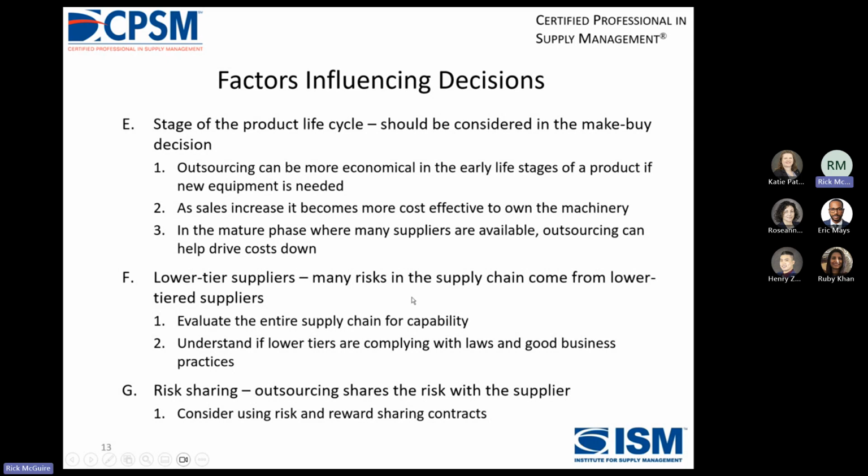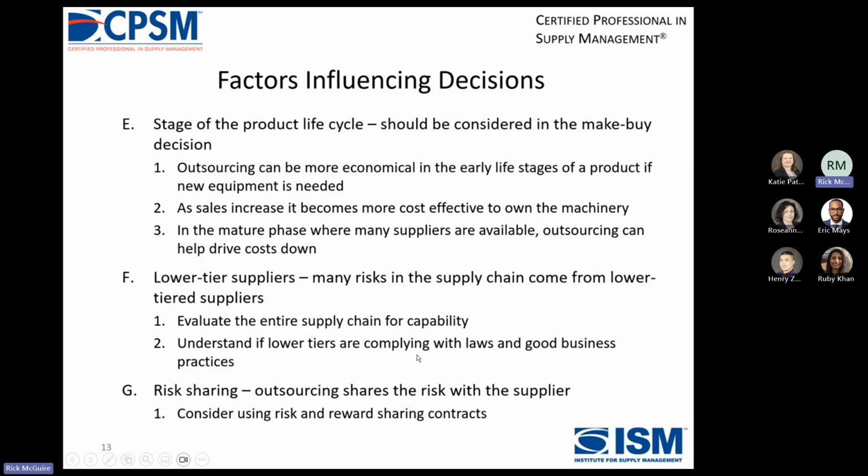Lower tier suppliers: many risks in the supply chain come from tier 2, tier 3, tier 4 suppliers. We've got to look at the entire supply chain. Often we don't know what it is because our tier 1 suppliers won't tell us. Understand if the lower tiers are complying with laws and good business practice.